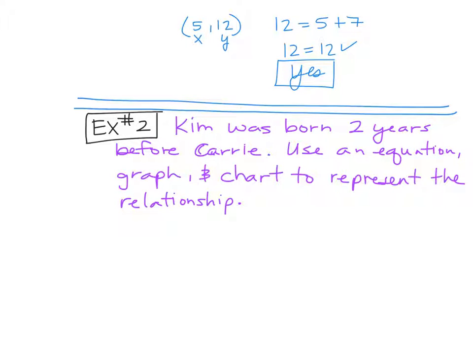Okay, Kim was born 2 years before Carrie. Use an equation, a graph, and a chart to represent the relationship. Now, for some of you, the equation's going to be simple. Like, oh yeah, I got this equation. For some of you, the chart is going to be an easier place to start. I wouldn't think the graph is the easiest place to start, but maybe for some of you, it is the easiest place to start. So you have options, a chart, or an equation, or a graph, but all three of them need to happen, okay?